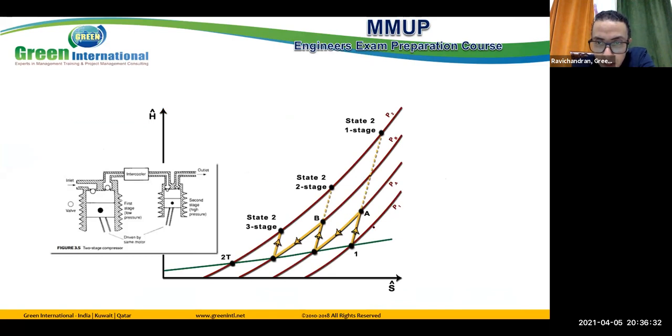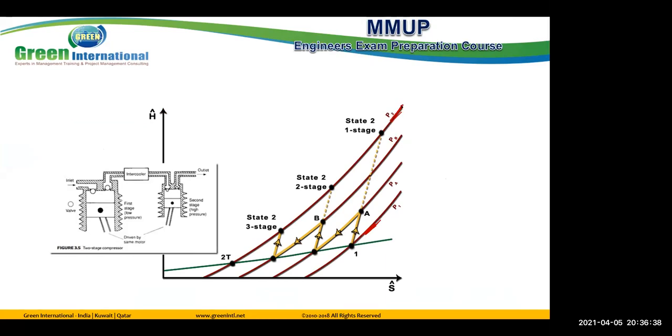This is the first line here, P1, and this is the required pressure you need to compress, P2, okay, to start going to compression. Please close the mic. Close mic, please.